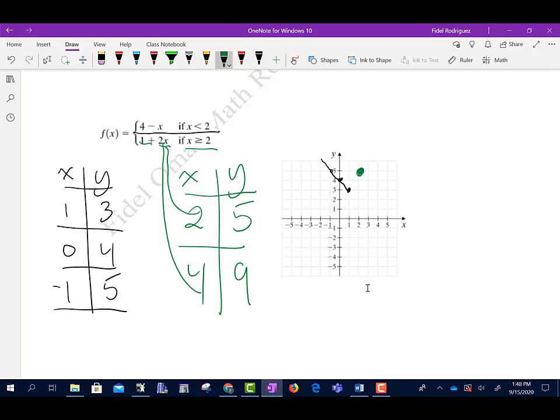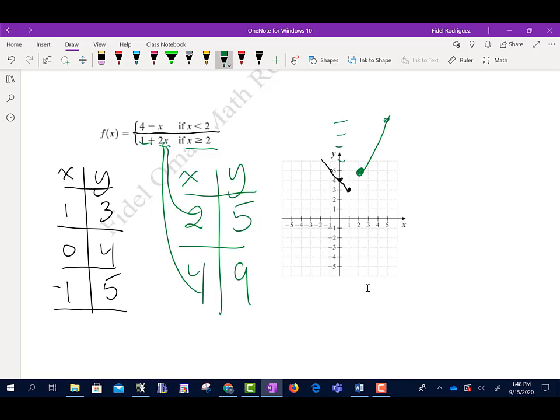So I'm going to put that there. When x is 4, y is going to be 9. So this is 6, 7, 8, 9. So up here, right? And I'm going to continue going in this direction. So you notice there's kind of like a missing piece here in the middle, right?